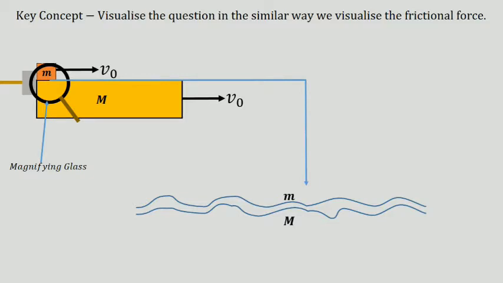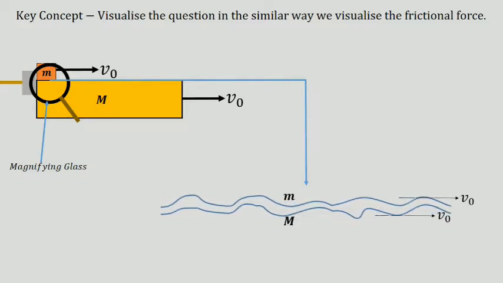Obviously it is a frictional surface, and after hitting, both blocks have got the velocity v naught. So if they are both moving with v naught, then these grooves do not hit each other, which is the basic cause of friction. But this is not happening here. Let's see the obvious reason why the small m mass falls from the bigger capital M mass.